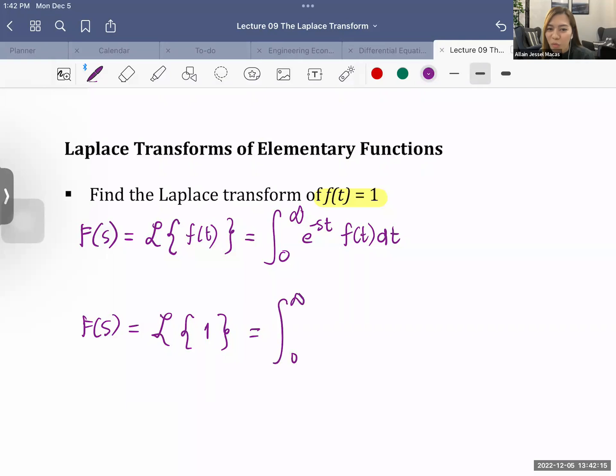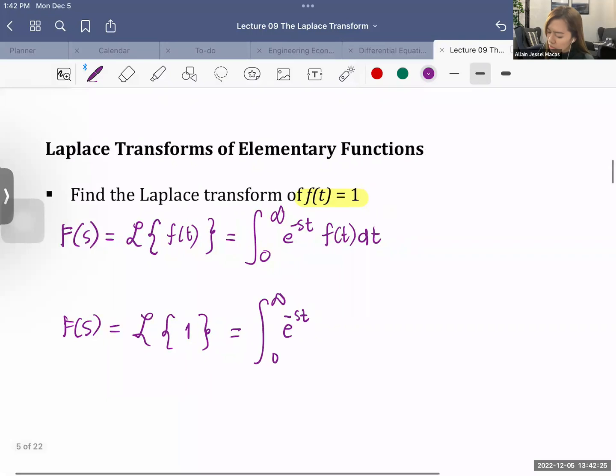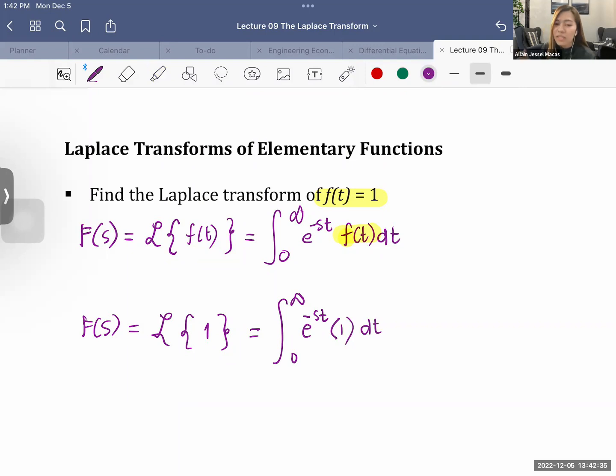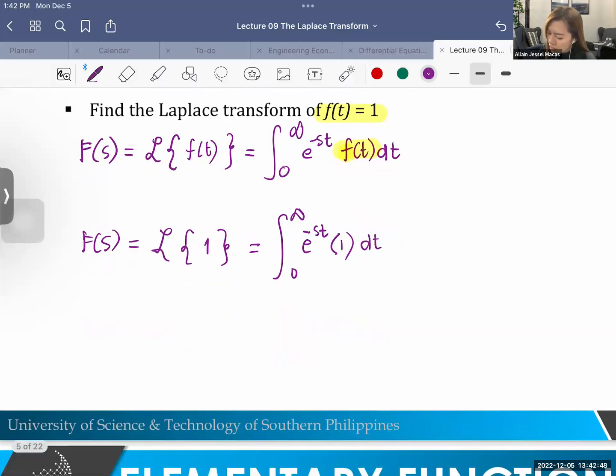Always. Okay, and then copy the e to the negative st again, since it's there and we can't get rid of it. But the f of t here, class, should be what? This part: 1. Yes, it's 1. So simply put, we just substitute the value of f of t into the general integral transform, class.